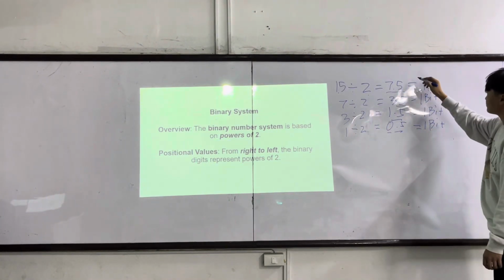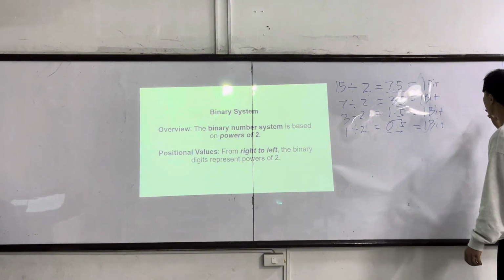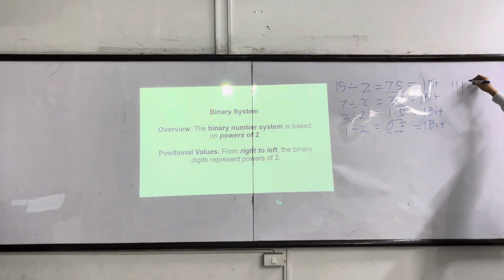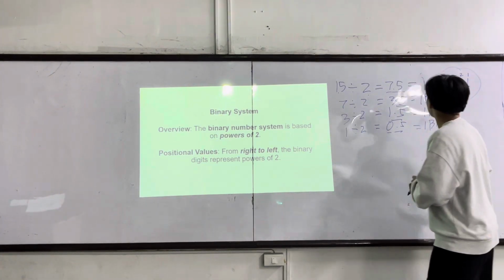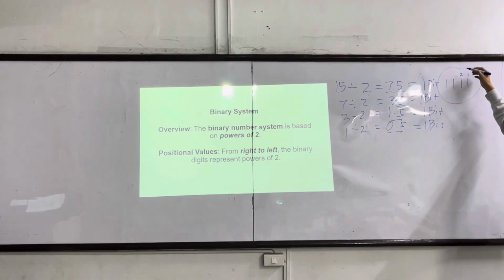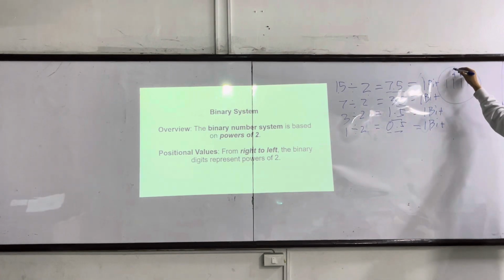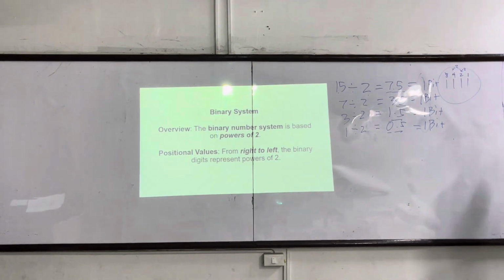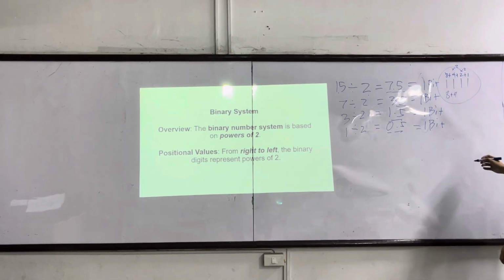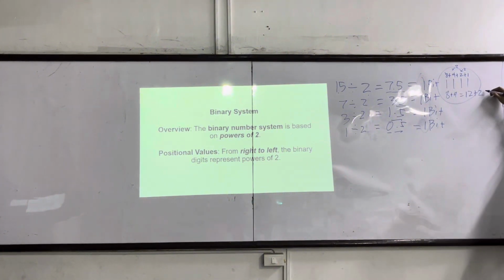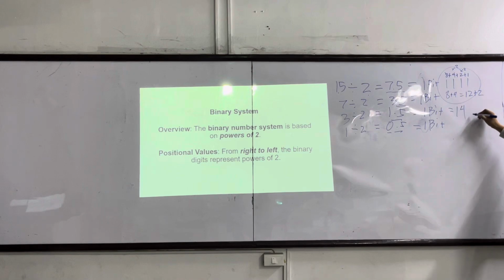This is our binary. We arrange it 1, 1, 1, 1. This is its binary form. What we do is check. First is 1, then 2, and the 2 multiplied by 2 is 4, multiplied by 2 is 8. Now we add: 8 plus 4 is 12, plus 2 is 14, plus 1 equals 15.